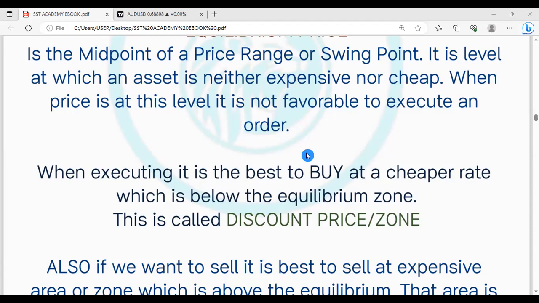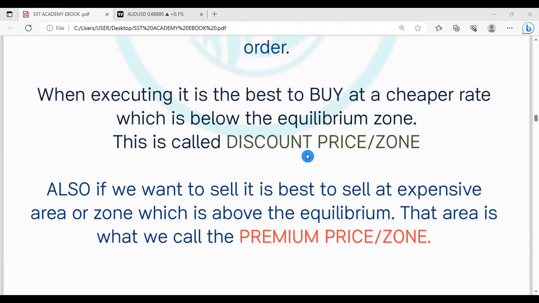And also, if you want to sell something, you always wait for price to be higher. It is normal: if you want to sell something, you're going to get more profit if you sell it at a higher price, or what I call a premium price. The same applies on the forex market. If you're looking for an opportunity to sell in the market, it is best for you to sell when price is at the premium zone.